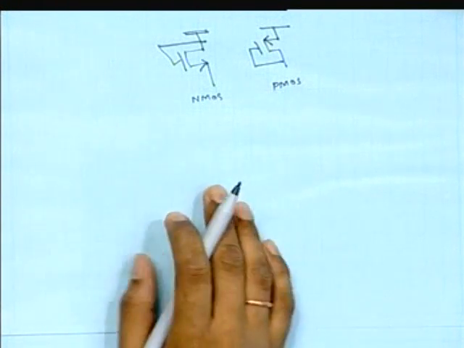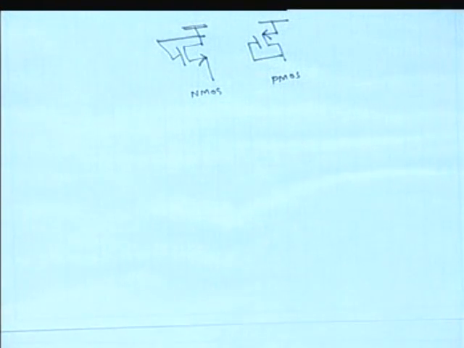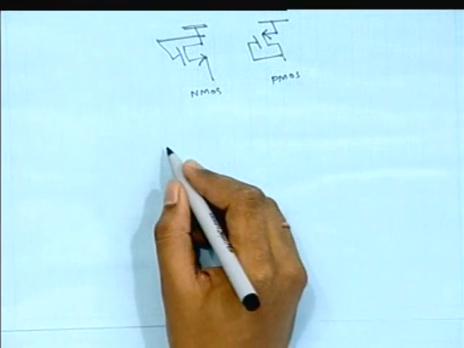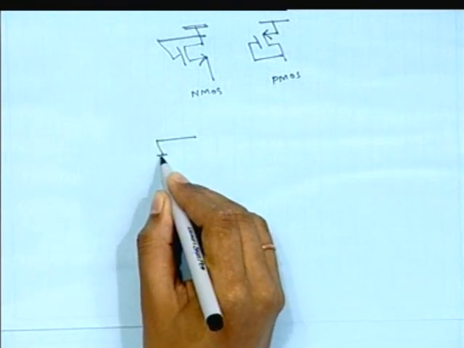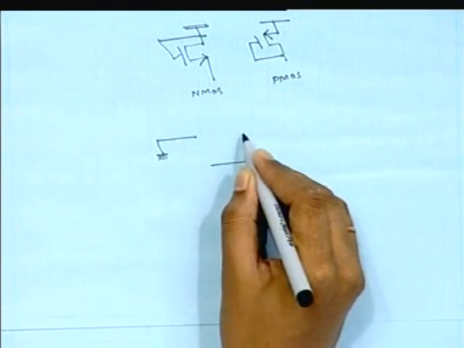Now see that the gate and the drain of that particular MOSFET are shorted, and directly connected to VDD, which is nothing but the AC ground. So what will be the small signal model of that particular thing?